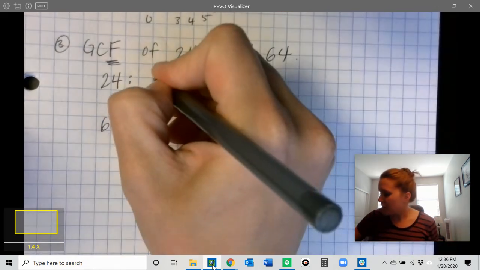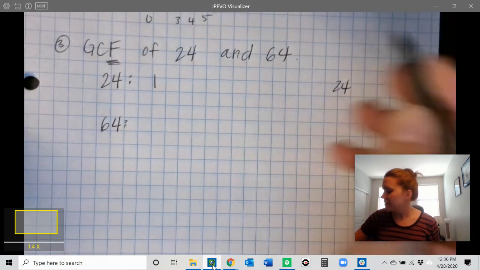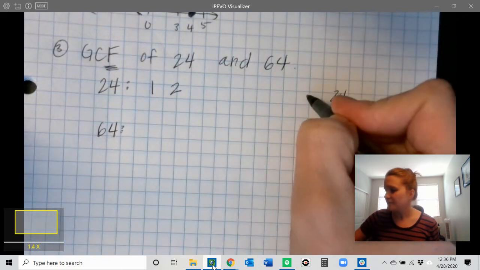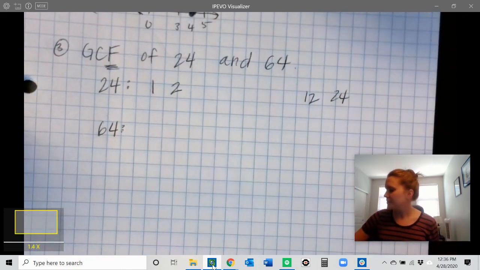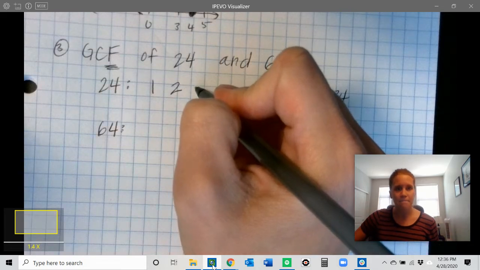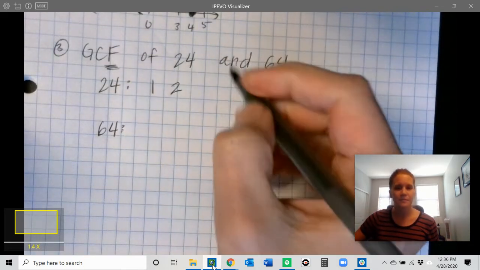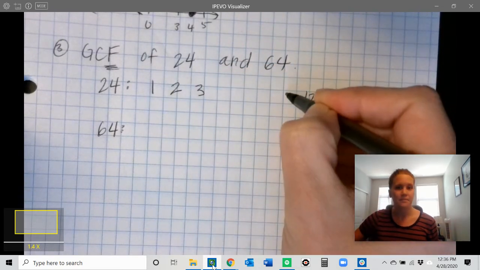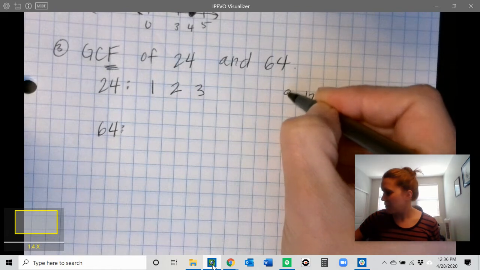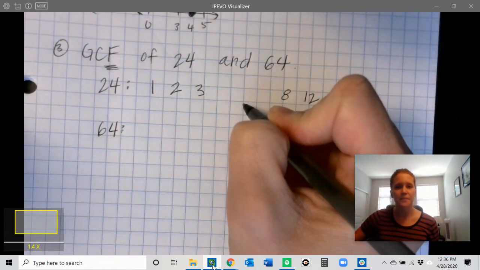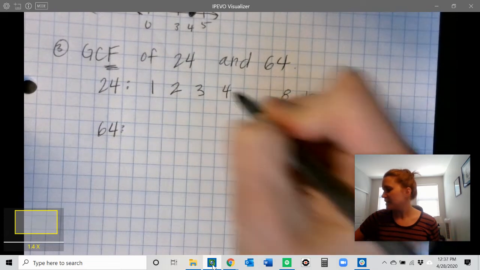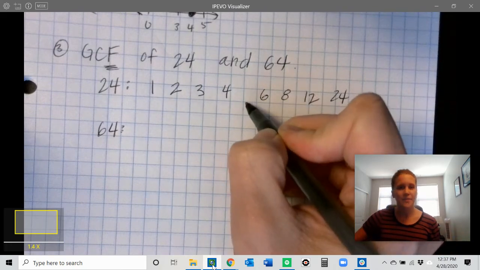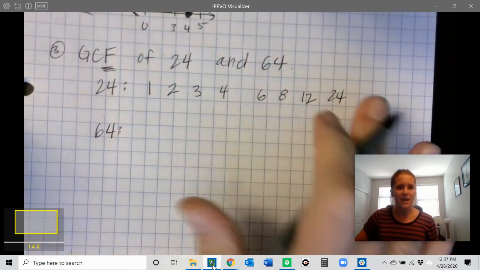So I know factors of 24 are 1 and 24. Does 2 go in evenly? Oh yeah, 2 times 12, you got it. Does 3 go in evenly? Does 3 go into 24? Yes, 3 does go in evenly. 3 times 8, great work. Does 4 go in evenly? It sure does, 4 times 6, very good. Does 5 go in evenly? No, it doesn't. So those are all the factors of 24.